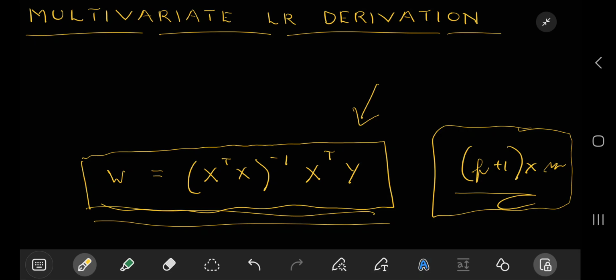In the next lecture, we'll take regularization into consideration and we'll do the derivation when regularization is there.